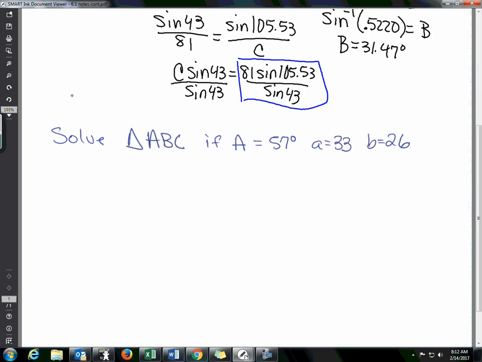Again, they don't give us a picture, so let's draw a picture. Let's just draw a triangle. Doesn't matter what size or how it looks, as long as it's a triangle. Label it ABC. I'm going to switch it up: I'm going to put A here, B here, and C here. It really doesn't matter. Capital A is your angle, so that's 57. Little a is 33. Little b is 26. Little b is always across from B.